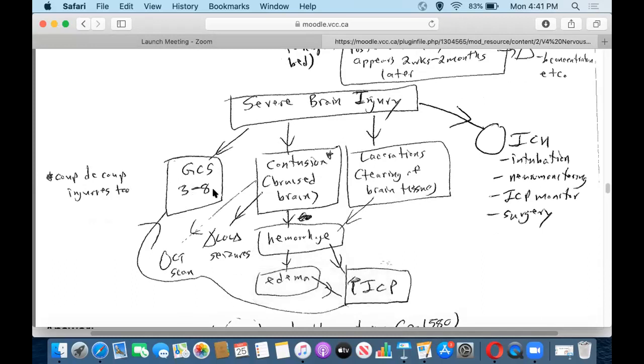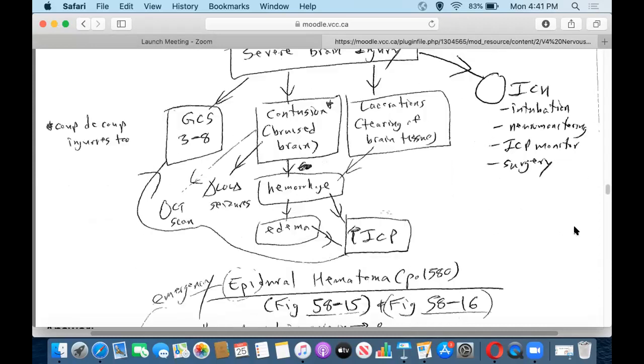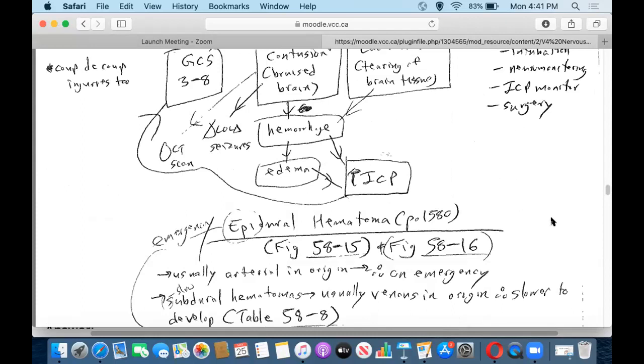Okay, that's a pretty serious way to be. You might need help breathing with intubation. You're going to need close neuro monitoring. You might need surgery. Okay. All right, so this is a very, very general overview.